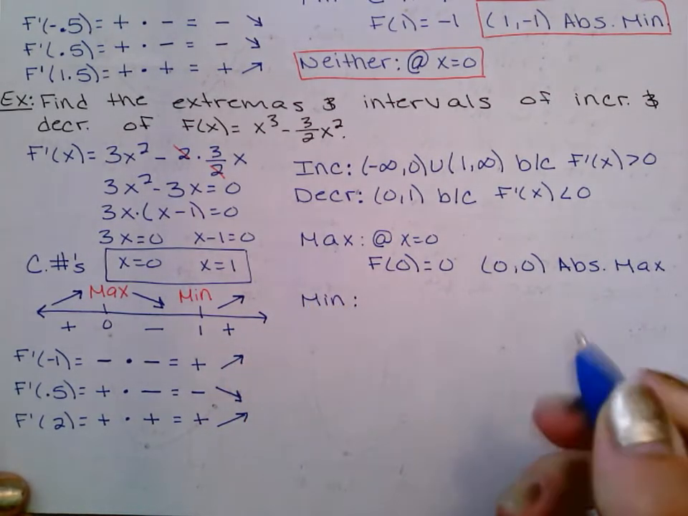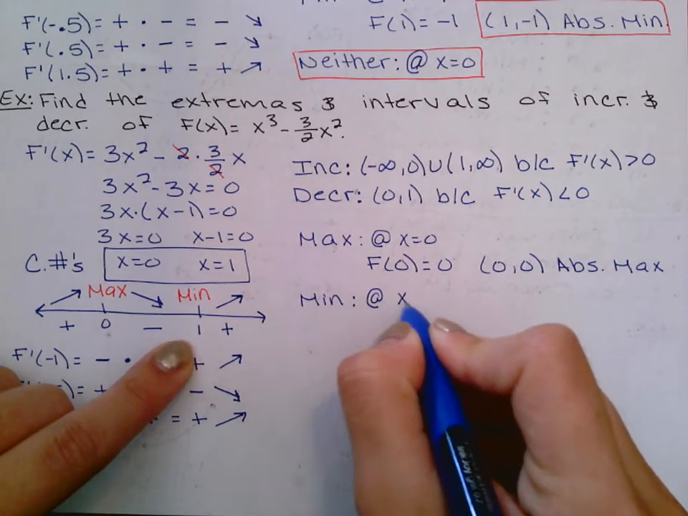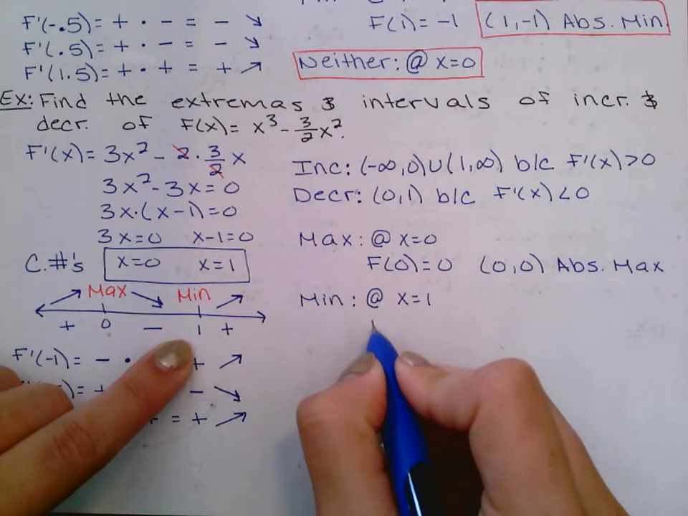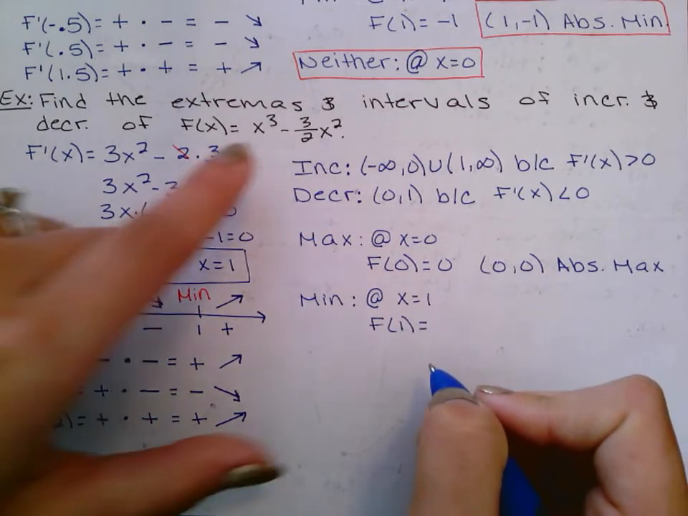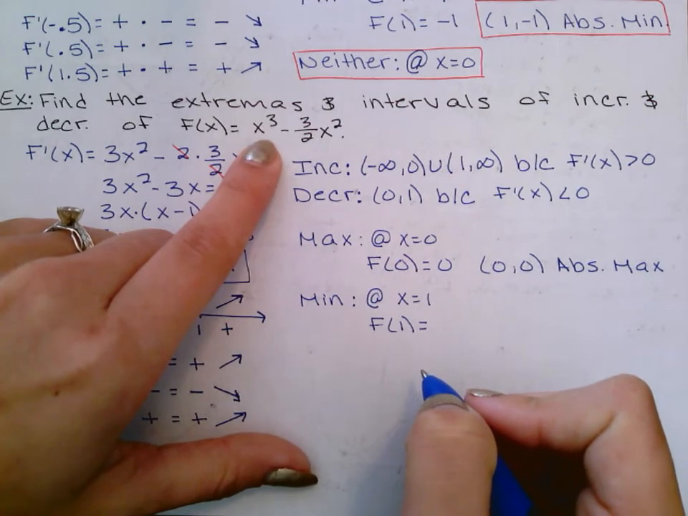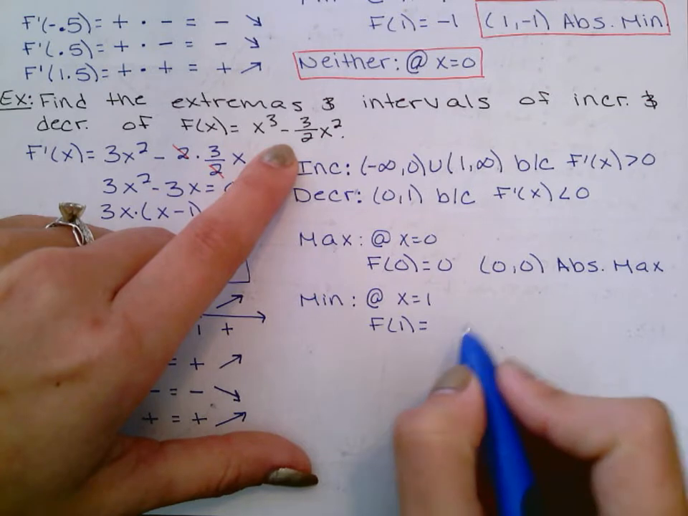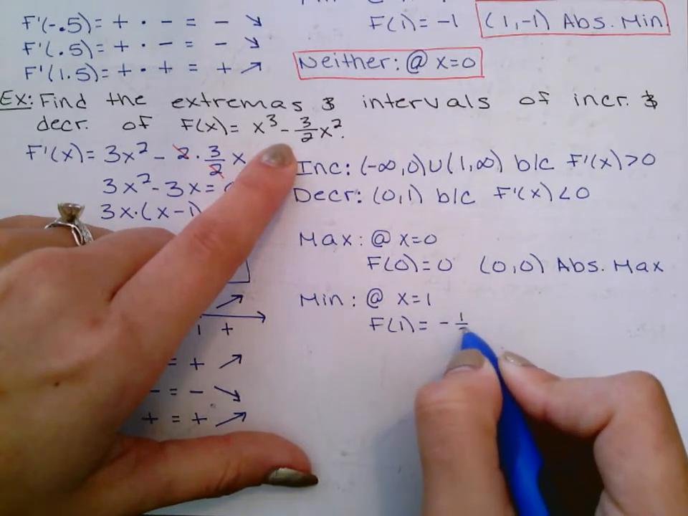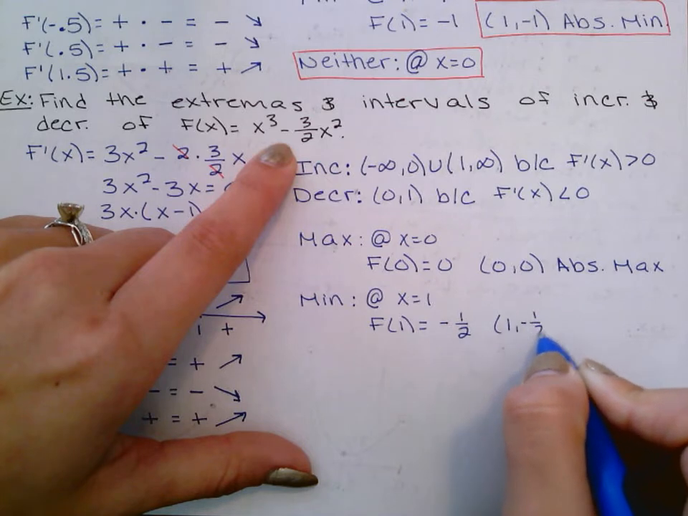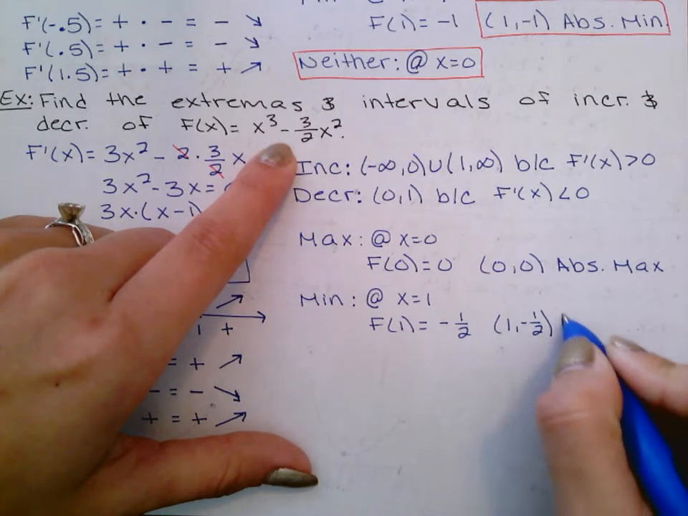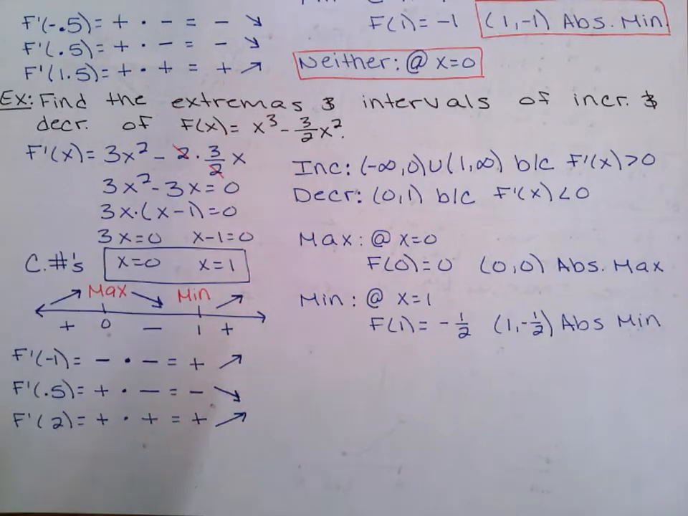Next is my min. I know I have a min at x equals 1. I find the location by plugging it into the original. If I plug a 1 into here, I end up with 1 minus 3 over 2, which gives me negative 1 over 2. So I have (1, negative half). And that is my absolute min.